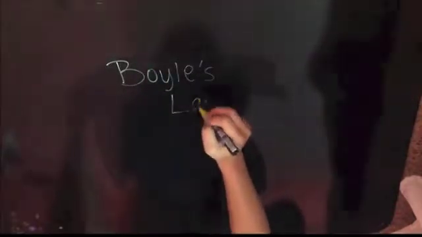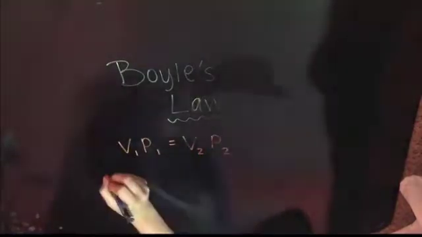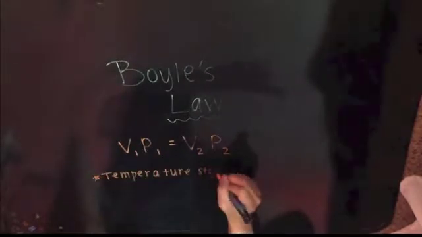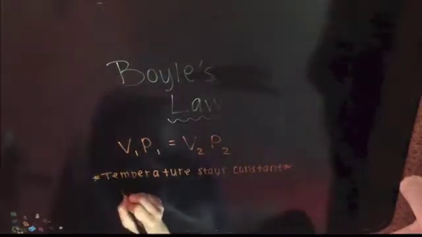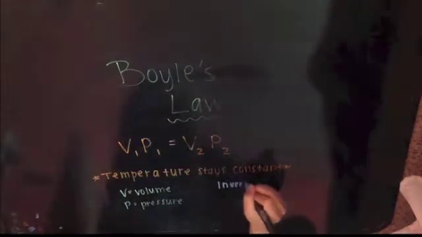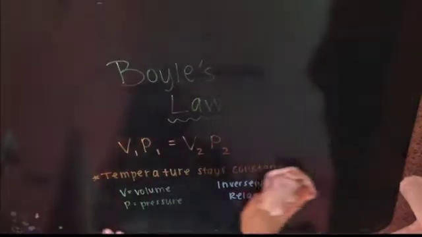He ended up coming up with this law. It was named Boyle's law, after him, of course. It basically states that volume 1 times pressure 1 equals volume 2 times pressure 2. In this, temperature stays constant. This is an inverse relationship. The two are inversely related.